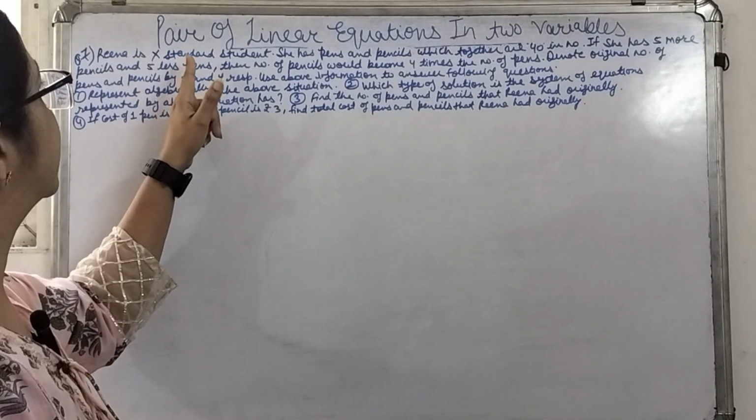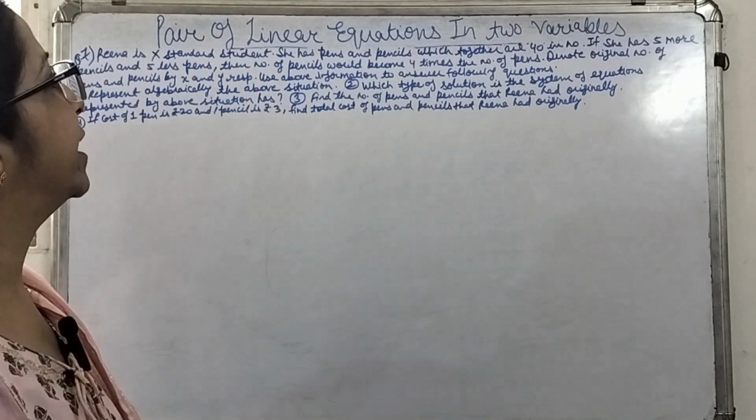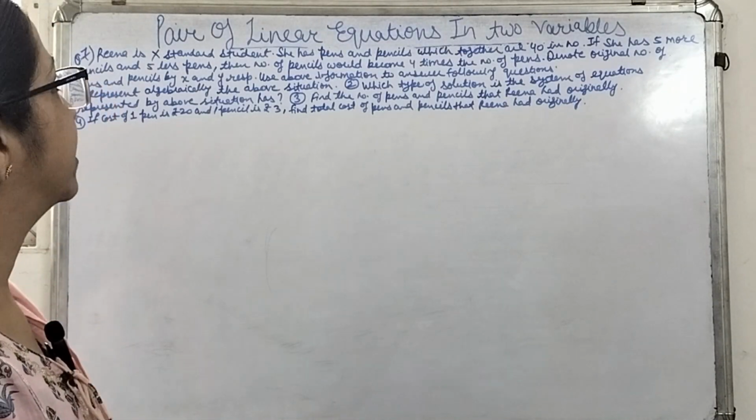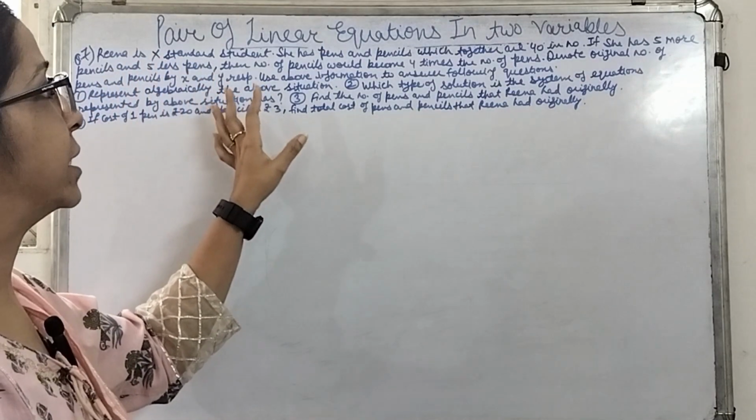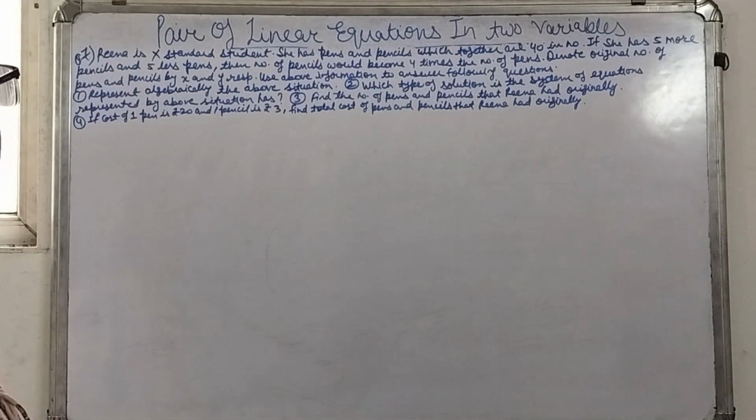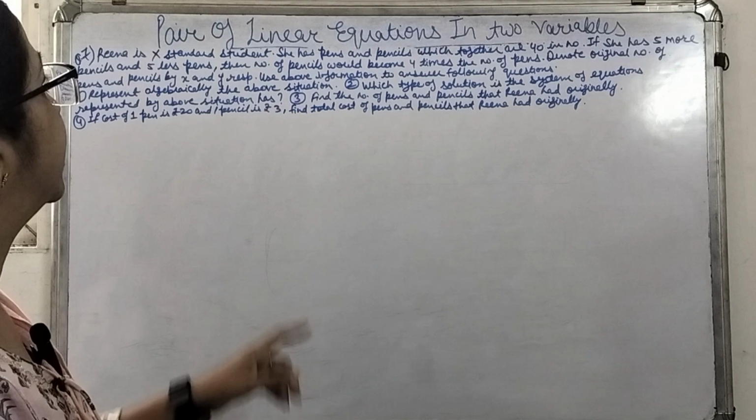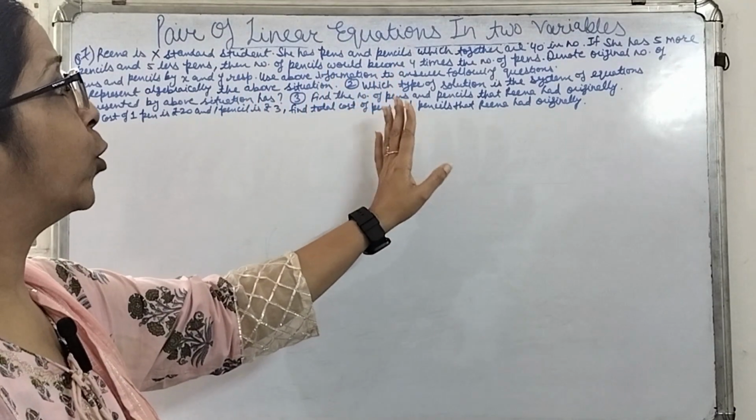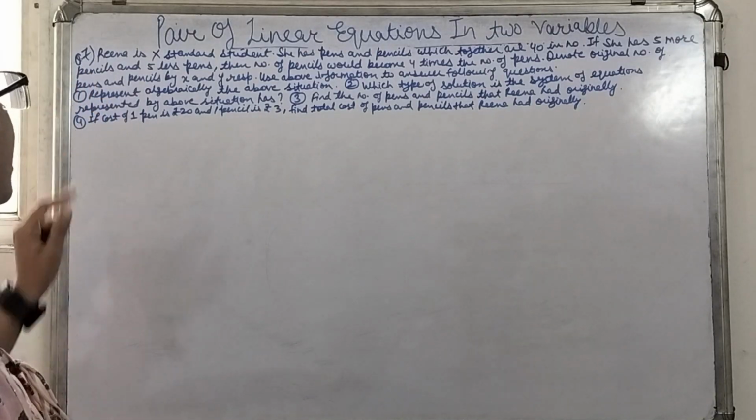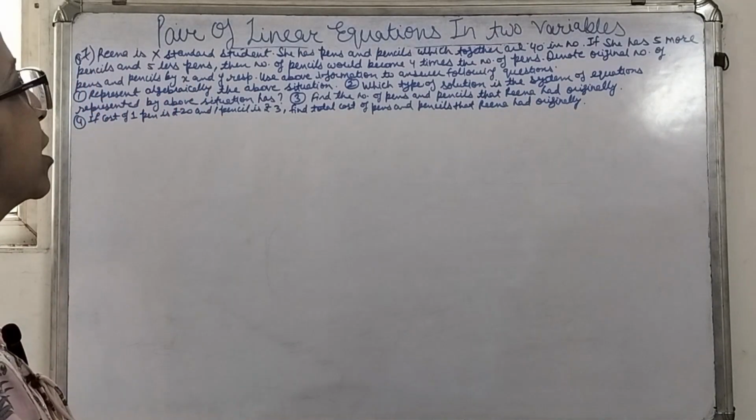Reena is 10th standard student. She has pens and pencils, which together are 40 in numbers. That means total number of pens and pencils is 40. If she has 5 more pencils and 5 less pens, then number of pencils would become 4 times the number of pens. Denote original number of pens and pencils by x and y respectively.